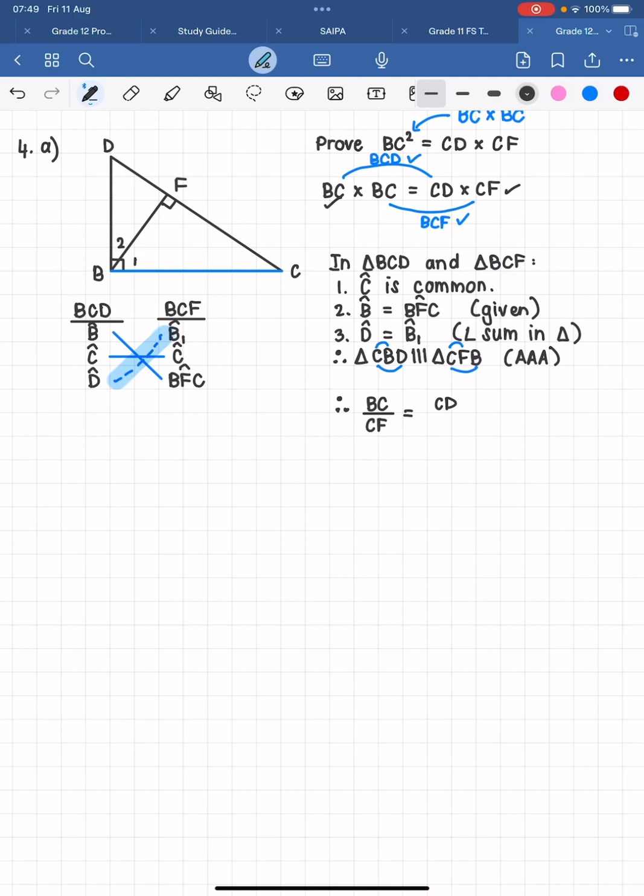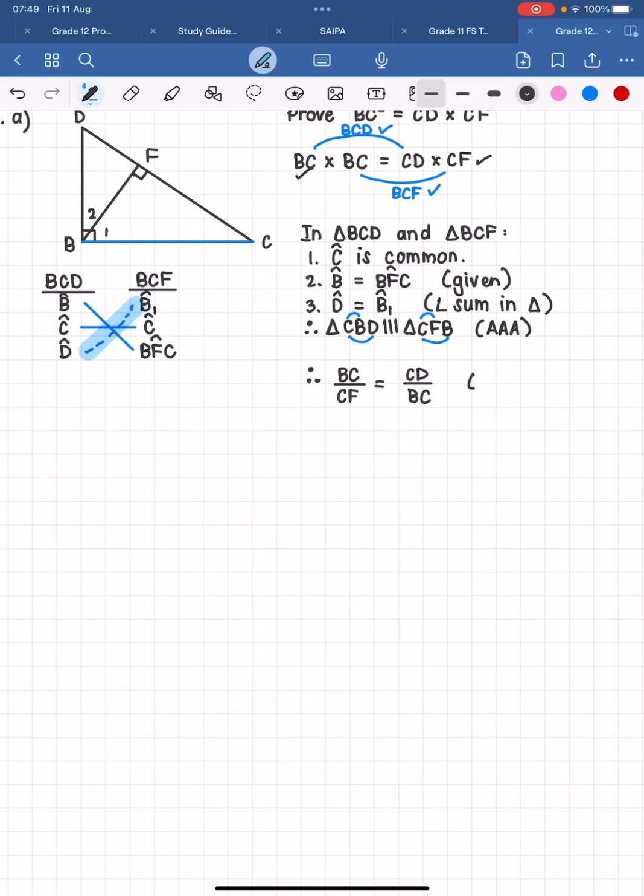So CD over BC. Guys, what you can also do, which is probably just easier, is to write all three fractions, right? If you don't feel like figuring out which two fractions to work with, you can always write all three down, and then in your final line, choose the two that you need to work with. Okay, so that will always give you the marks as well. The reason for that is similar triangles.